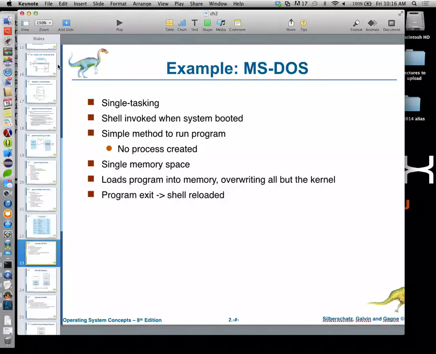So MS-DOS, single tasking, which is not acceptable to us anymore. This is actually a really easy model. When the computer first boots, we get the shell loaded. Shell would be similar to what we were looking at with the terminal. We have a simple method to run programs. The idea of creating multiple processes didn't exist in the early MS-DOSes. So unfortunately, Abe, no forking. No forking in MS-DOS.